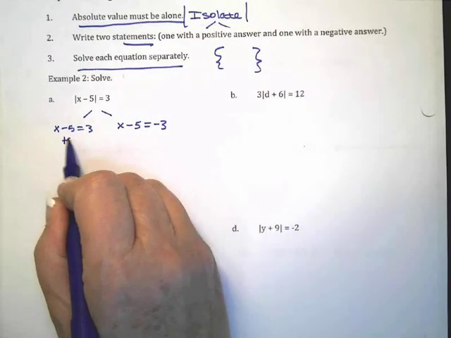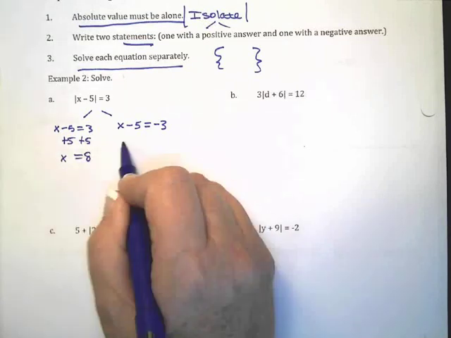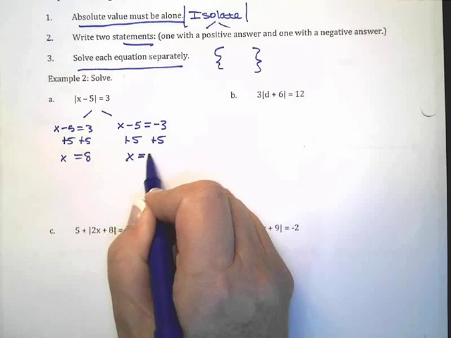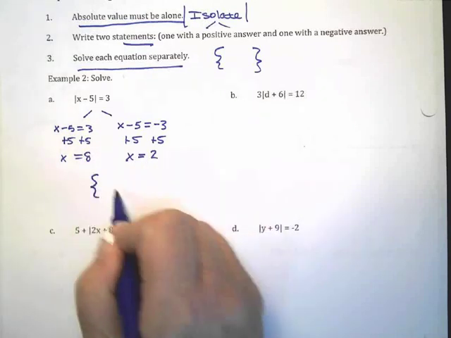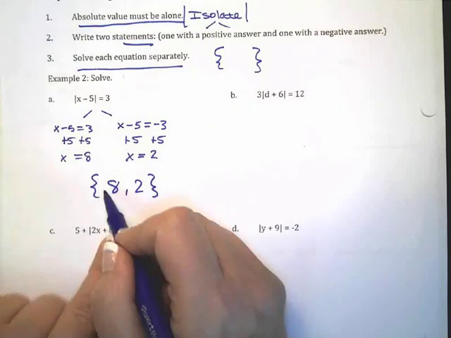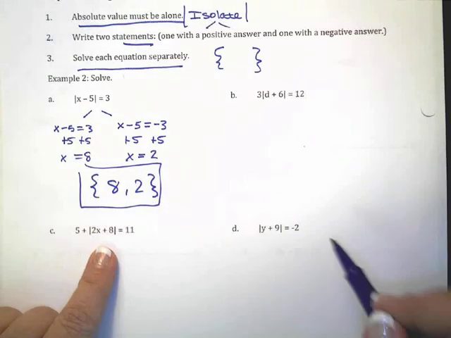So adding 5 to both sides, we solve each of these. So x is equal to 8, and x is equal to 2. Place both your solutions inside the set braces. The order that you write these does not matter. Just put a comma in between them.